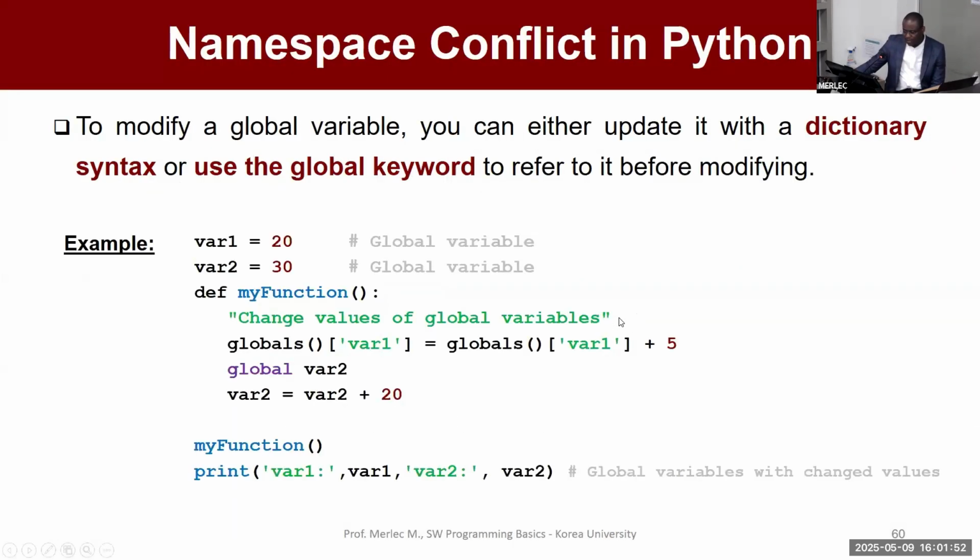And then another example of the way you can modify a global variable: you can either update it with a dictionary syntax or a global keyword inside the function. Here you have var1, var2, they are global variables which are initialized in the global space. You have the function with the docstring that explains the function specification. And then globals, you remember this globals function helps us to access the global memory. So from that, you can filter the object var1, and then you can perform operations.